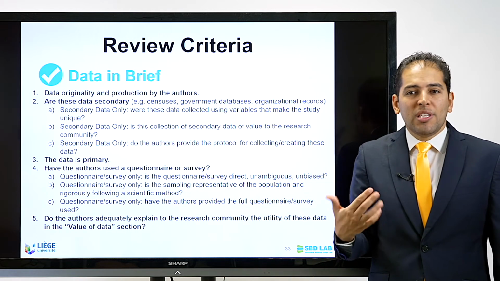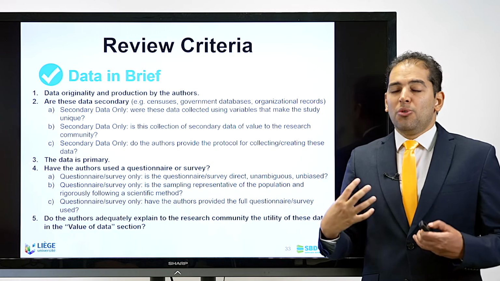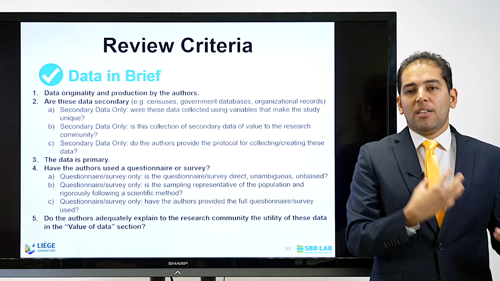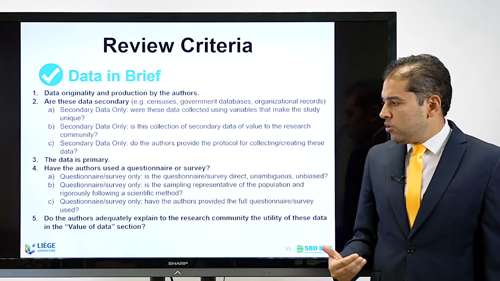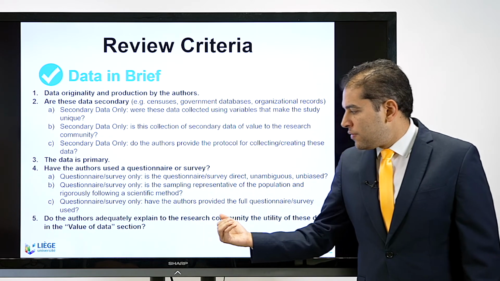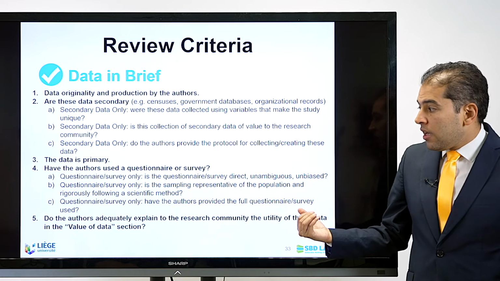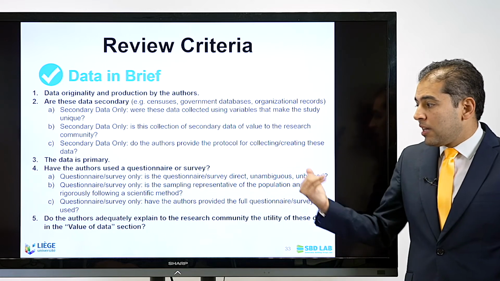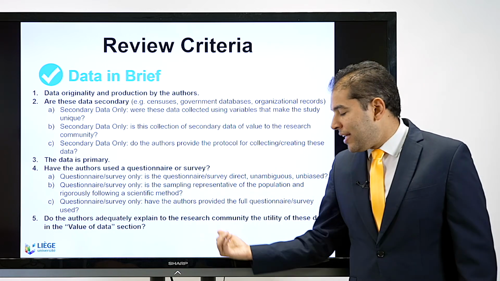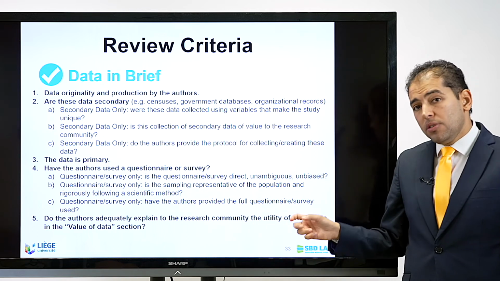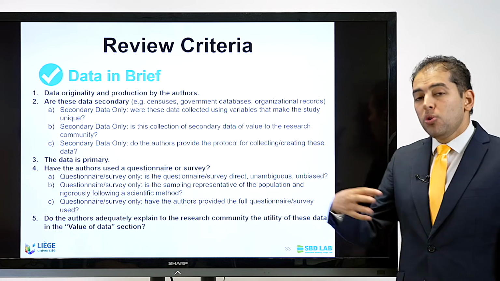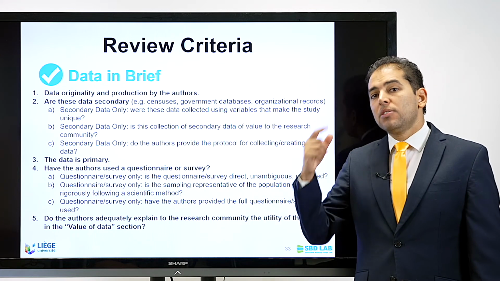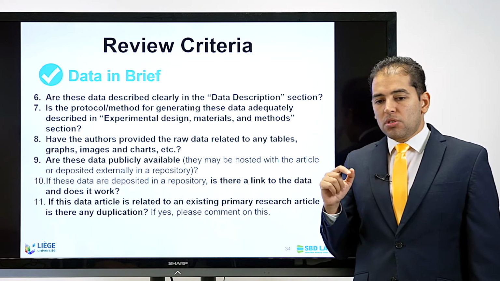You are publishing a data article, so you will not be collecting data using a survey and then hiding your survey. So the survey needs to be included. Is the questionnaire survey providing all the answers? Is it anonymized or not? Do the authors adequately explain the research community and the utility of these data and its value within this research community? These are all the checks that editors will do.